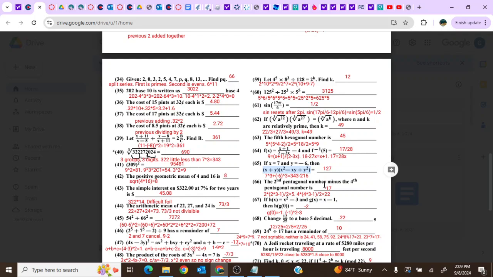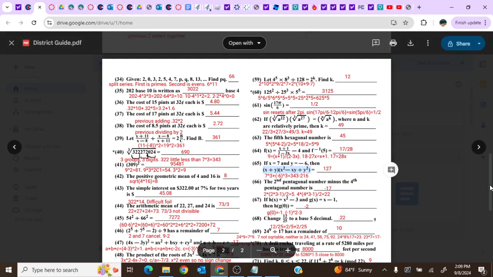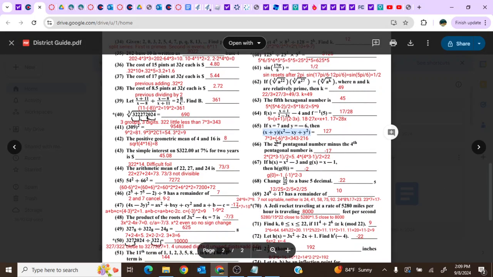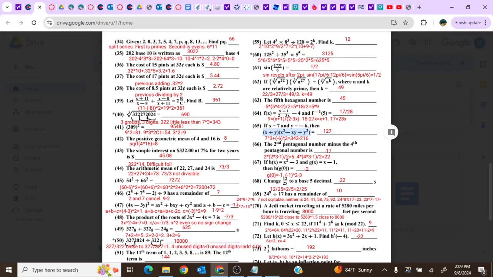Number 66, second pentagonal number minus the fourth pentagonal number. Well, pentagonal numbers, similar process as before. Type of number, 2 times pentagonal is 5. 5 minus 2 is 3. 2 times 3 is 6. That's subtracted by 5 minus 4, which is 1. Now you have 5 times 2 over 2, which is 5. Then you do the same thing for the fourth number. Replace all the 2's with 4's. You get 22. And you get 5 minus 22 is negative 17.